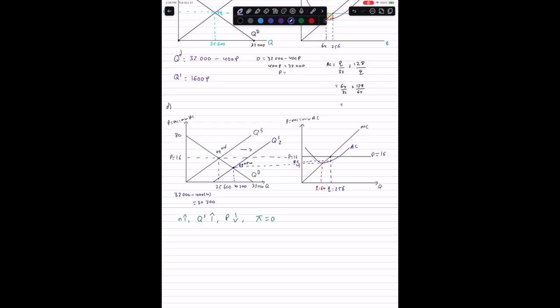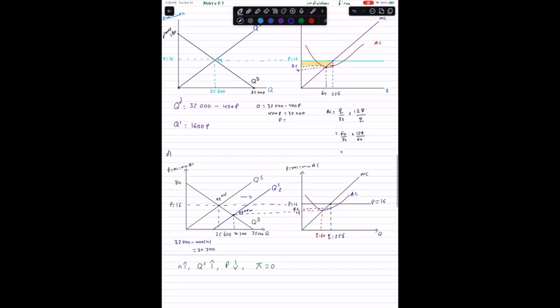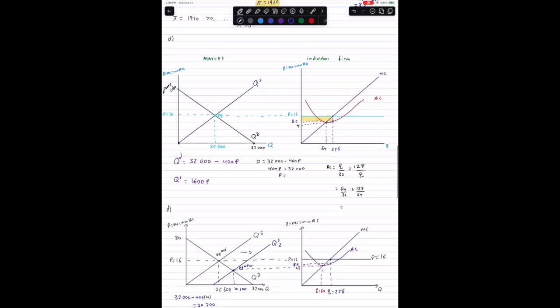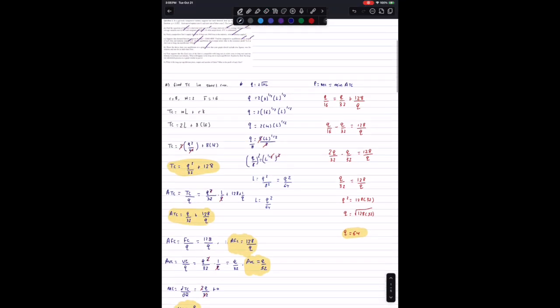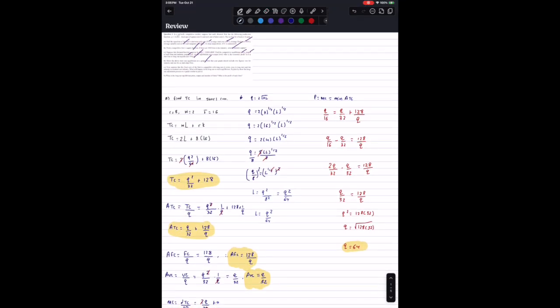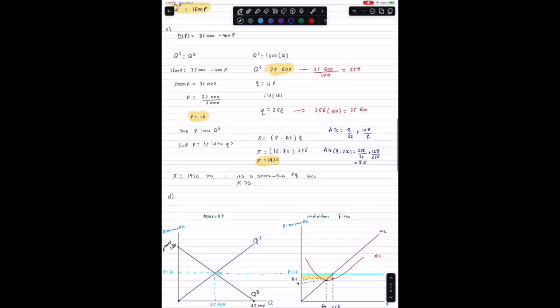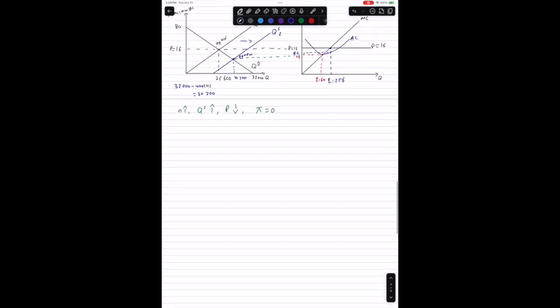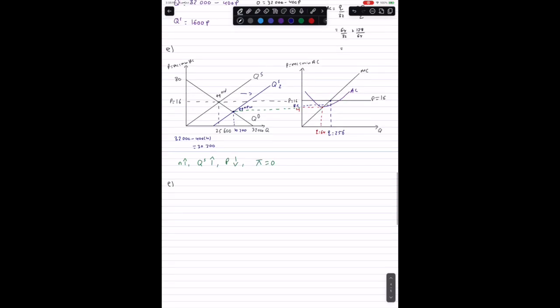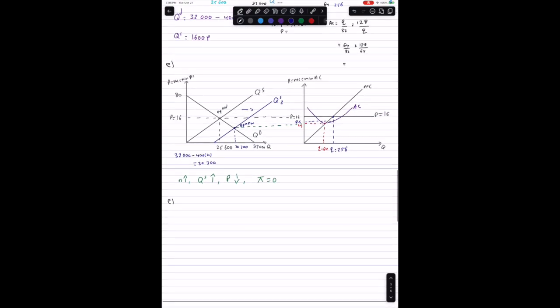And the last part, this is not part D, this is part E, sorry. Part F says, what's the long run equilibrium price, output, and number of firms? What's the profit per firm, right? Let's do it. Well, we know the long run price is going to be equal to 4. Why is it going to be equal to 4?